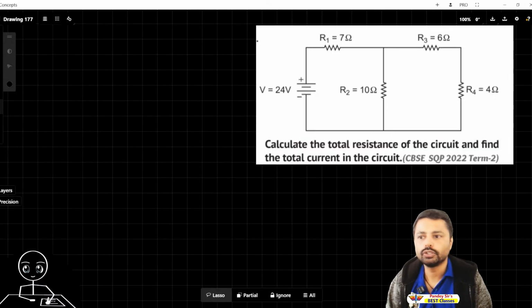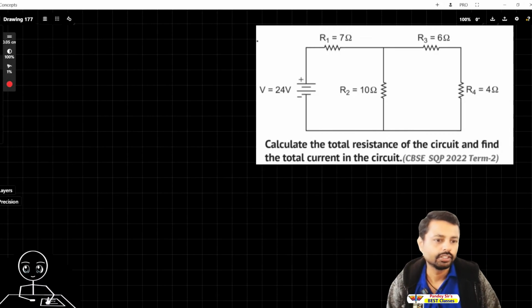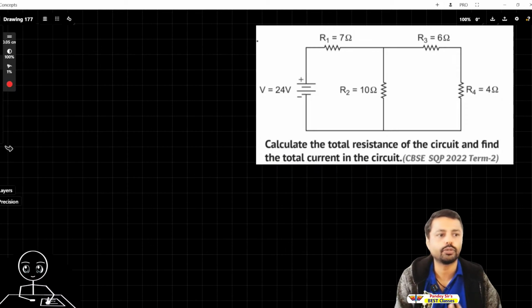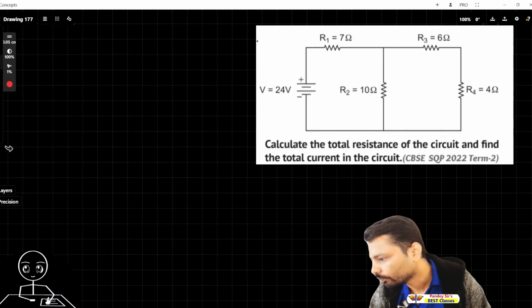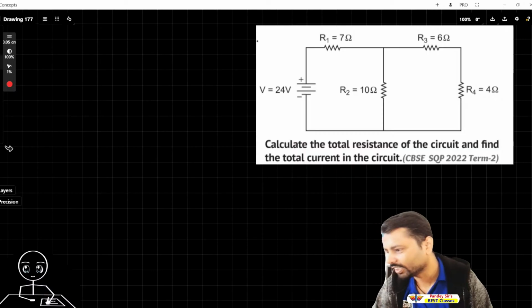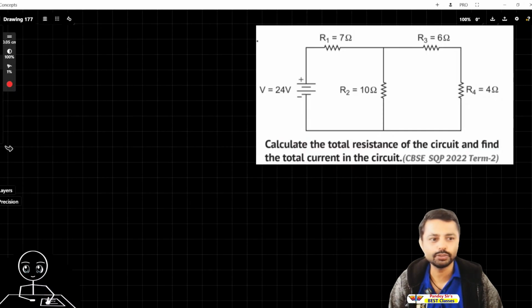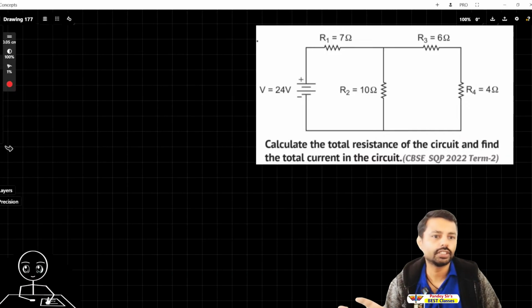Anyway, in this question we have to find the total resistance of the circuit and the total current in the circuit. Okay, we have to find total resistance and total current. Don't worry if one answer is wrong, that's not an issue. We'll do it. So how will we find the total resistance?